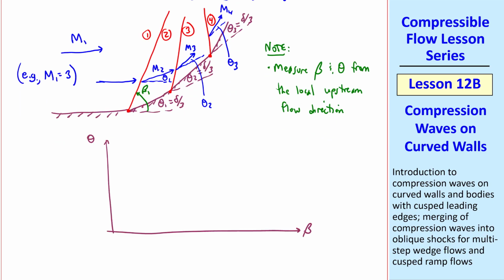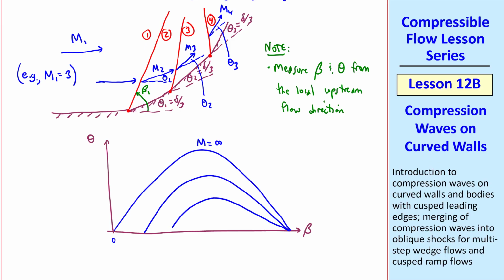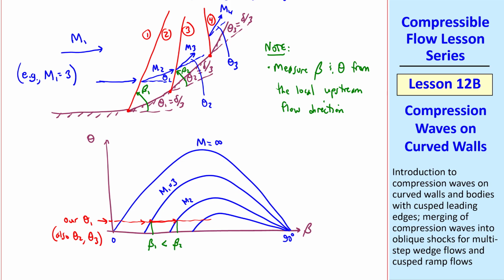Since these 3 turning angles, theta 1, theta 2, and theta 3, are all the same, we can think about this on the theta-beta-M plot, where I'll sketch a few Mach number curves. Let's let this one be our Mach number 3 for our example case, and let this be our theta 1, which is also theta 2 and theta 3. So we come across horizontally on this line, starting here at Mach number 3, and we go to a lower Mach number, perhaps Mach number 2 or 2.5 here, at the same theta, but notice that beta has increased. But in region 2, the Mach number is now M2, and beta 2, measured from the upstream wall, is this angle here, where beta 2 is greater than beta 1.